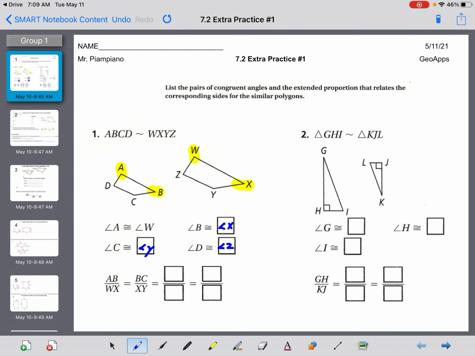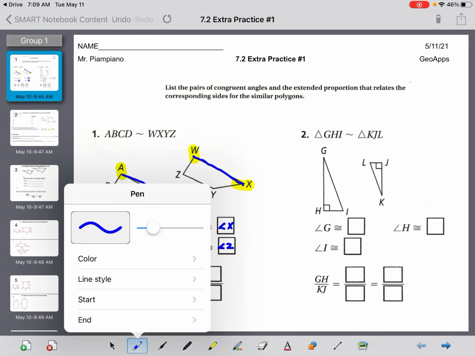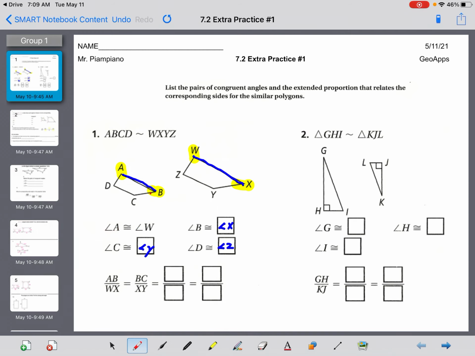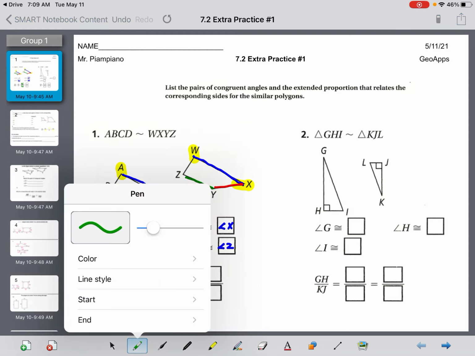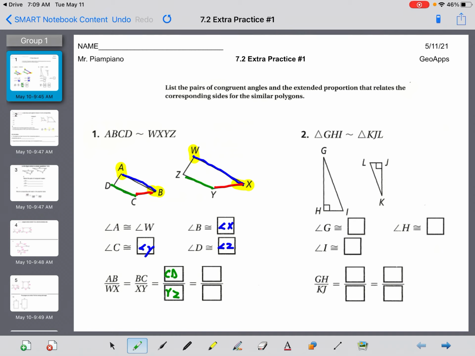And what does that mean? Now they're just matching up the sides to set up the proportion. AB over WX, all right? BC over XY. And as you work your way around the figure, CD over YZ. Okay, and last would be DA over ZW. Okay. You're going to do the same thing for number 2.